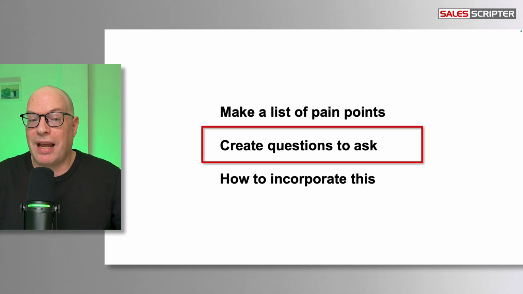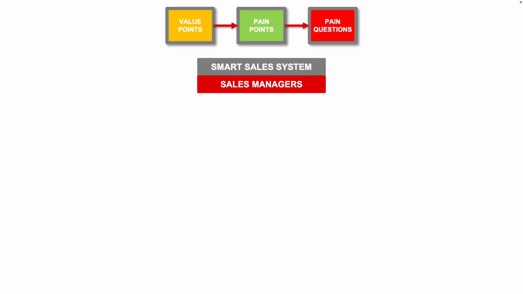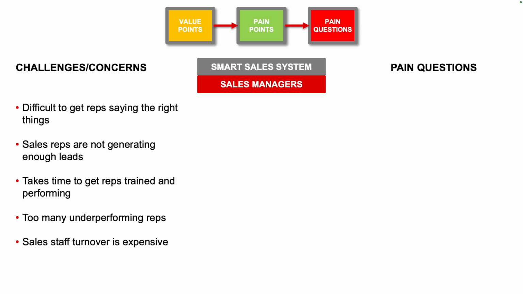Now we can move to the next step, which is to create a list of questions to ask. And what we can do is build off of what we just did, and create a list of pain questions. These are questions that basically probe to see if the prospect has the pain that we help to solve, to probe to see if they have any of the pain points that are on the list of pain points that we just created.